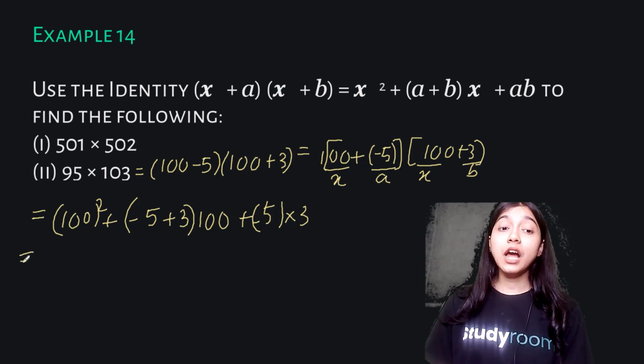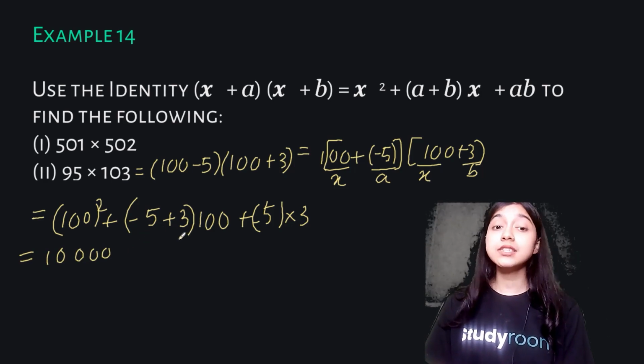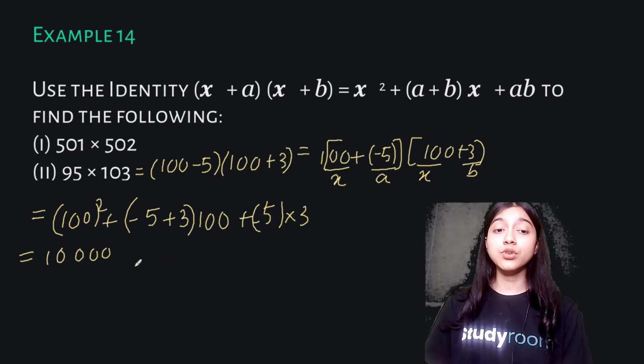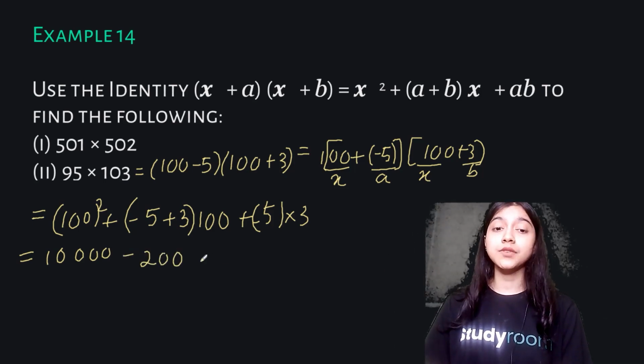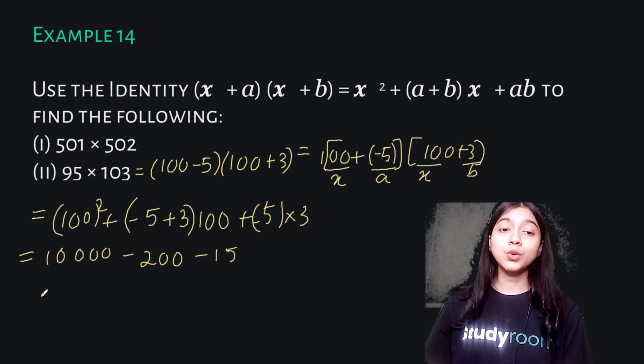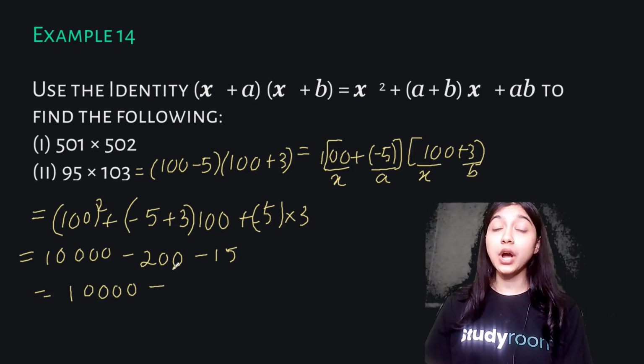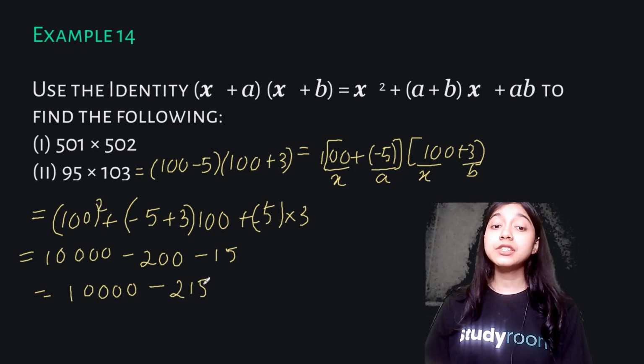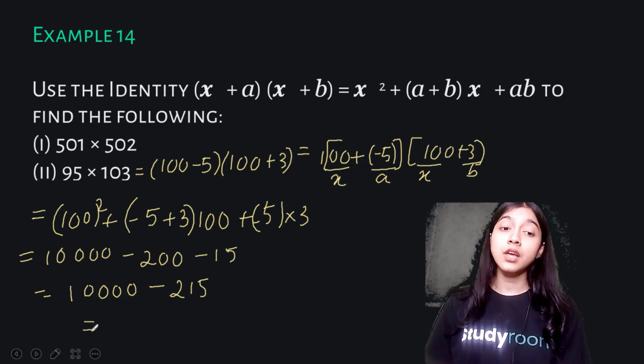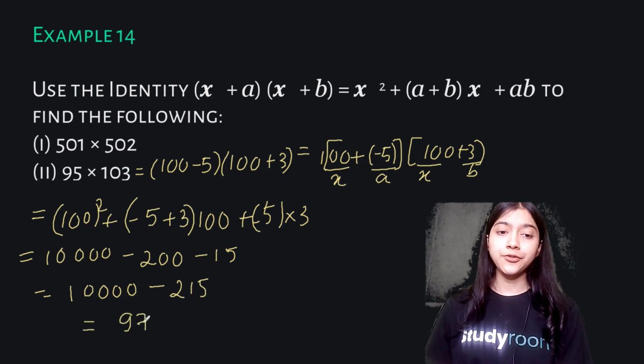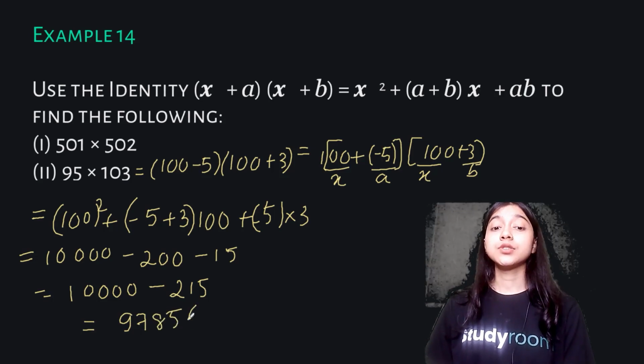So, ultimately, 100 square gives us 10,000. Now, we have minus 5 plus 3, which gives us minus 2. Minus 2 into 100 gives us minus 200. And over here, minus 5 into 3 gives us minus 15. So, we will get 10,000 minus 200, and minus 15 gives us minus 215. And when we subtract 215 from 10,000, ultimately we get 9785. So this is our final answer.